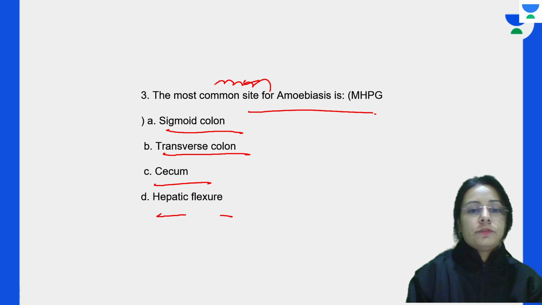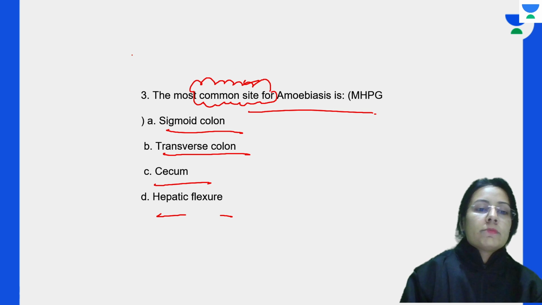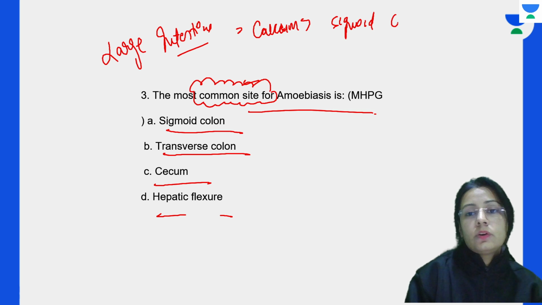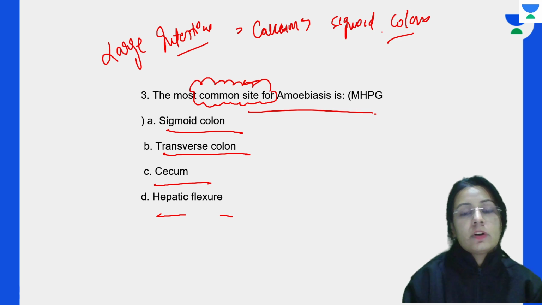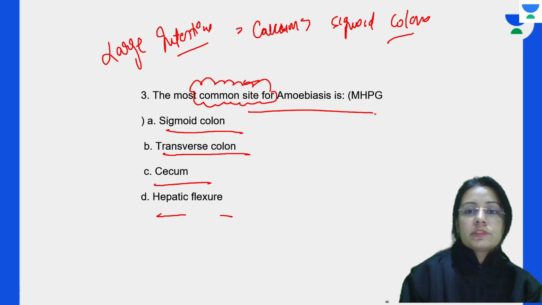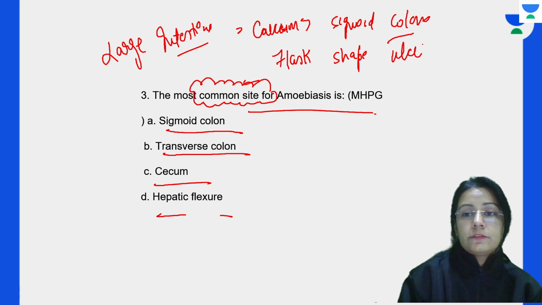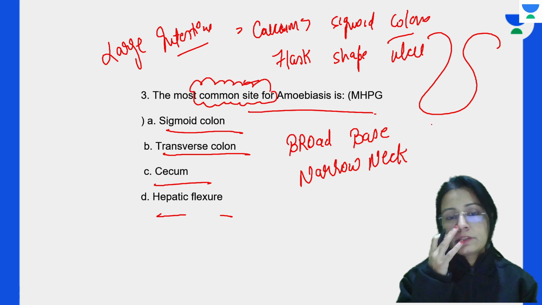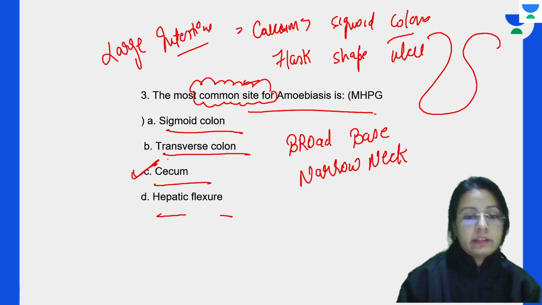The most common site for amoebiasis is in the large intestine, and that is the cecum followed by the sigmoid colon. Although the whole of the large intestine may be involved, the cecum is the most common site, followed by the sigmoid colon. And what do we get? We get the flask shaped ulcer, with a broad base and a narrow neck, in around 10 to 15% of the cases, because most of the cases are asymptomatic.